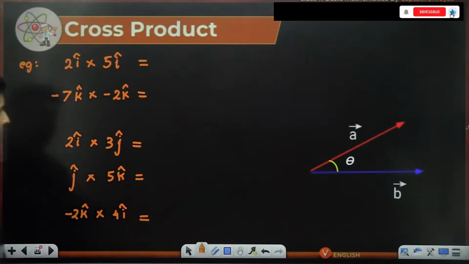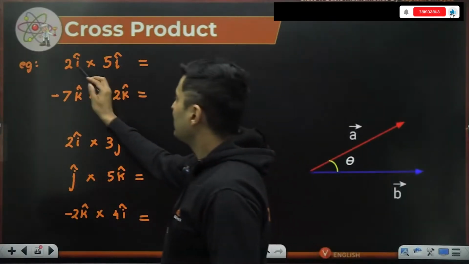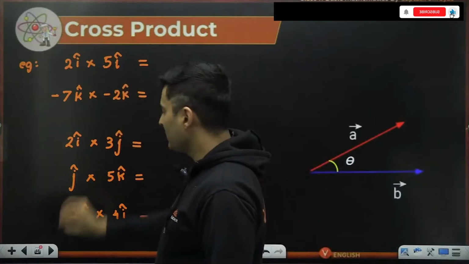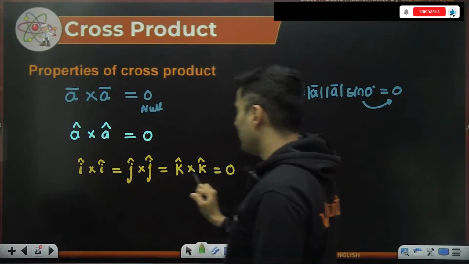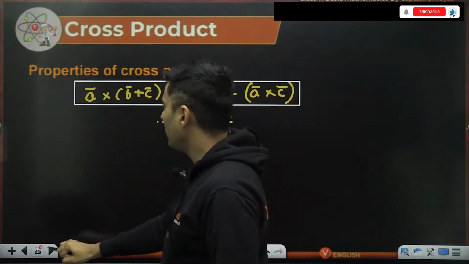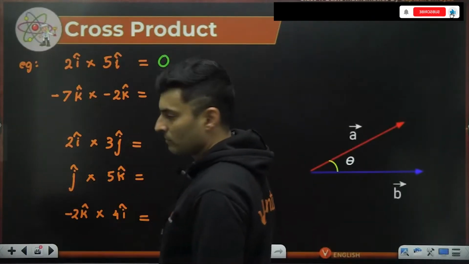How much will it be? Okay, so let's try to do these simple things. Very easy to find out. Same direction, i into i is 0. I just told it to you over here. i into i, j into j, k into k is 0. So 100% this first answer will be nothing but 0.